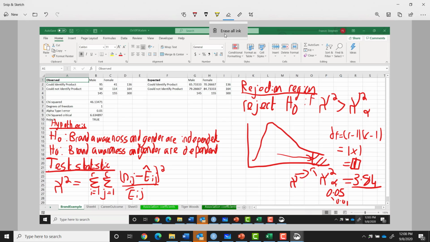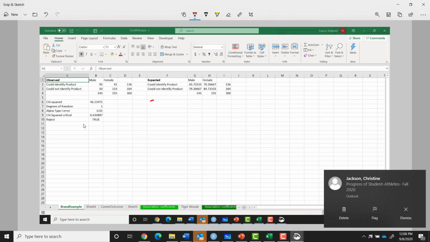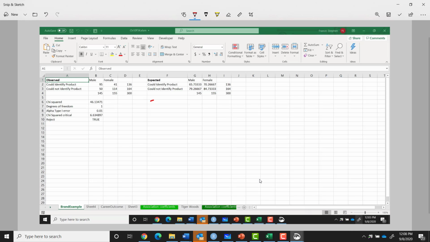Okay, let's erase all of this. Now, we need to calculate the expected values before we do the chi-squared. So let's just say the expected value of row 1 and column 1.